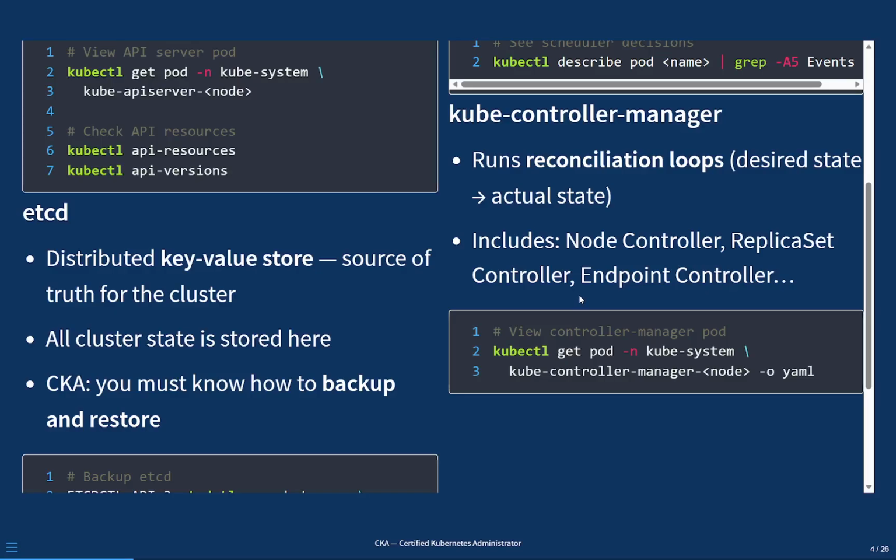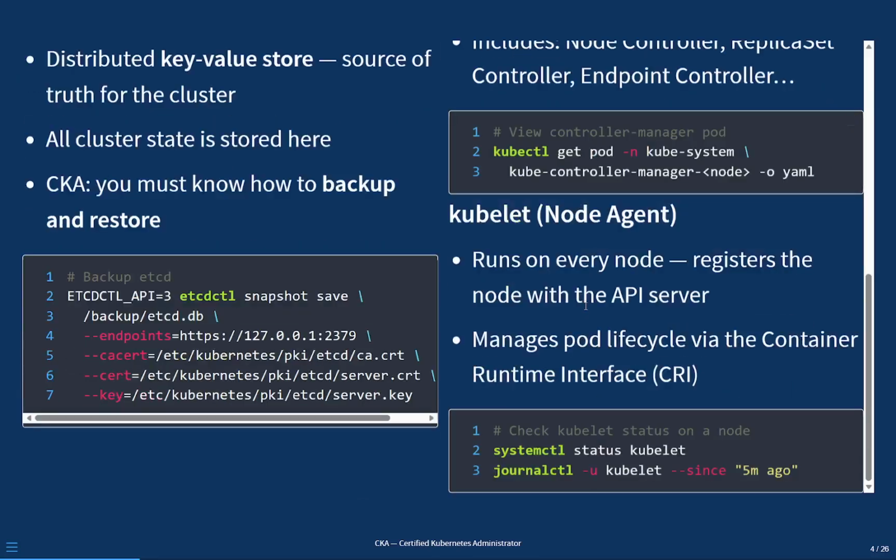Click kubelet. This runs as a systemd service on every node, not as a pod. If the kubelet dies, the node goes not ready. When troubleshooting node issues, systemctl status kubelet and journalctl -u kubelet are your first stops.